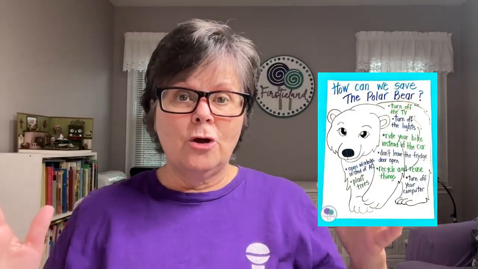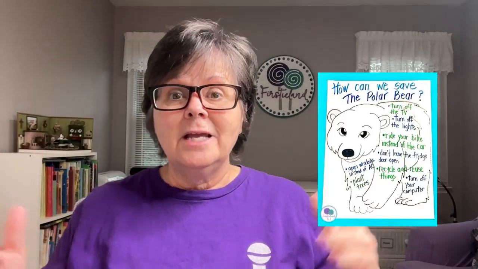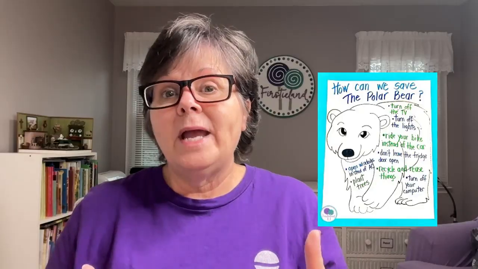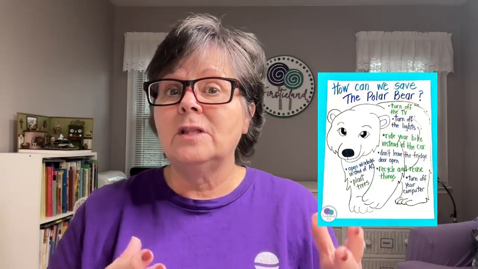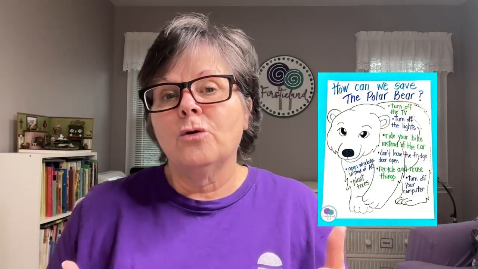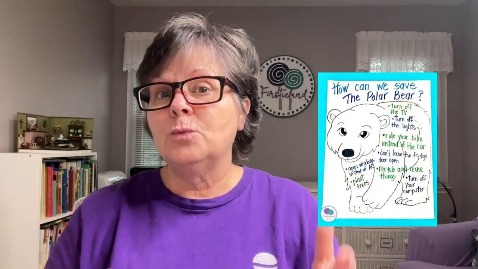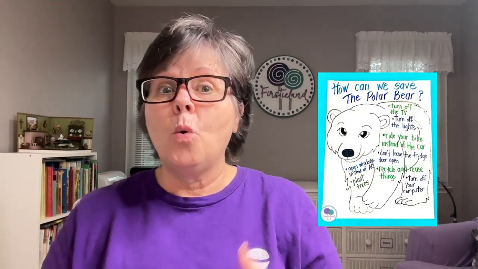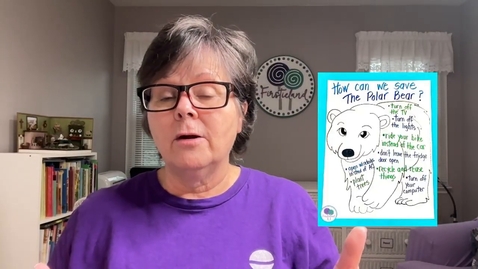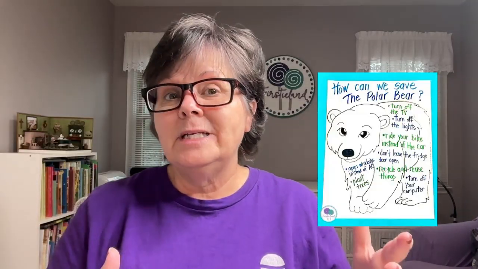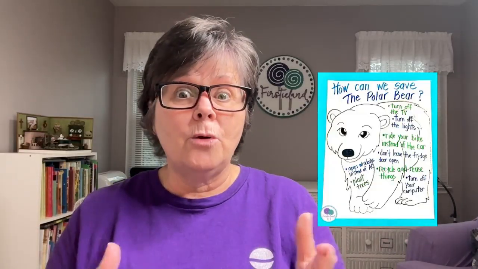So after we did the experiment, we made a big anchor chart called How Can We Save the Polar Bears? And then we brainstormed different ways that we can reduce our use of electricity, which is causing the earth to warm up. So we wrote stuff like turn off the TV and the lights when you leave the room, ride your bike or walk instead of driving a car, open the windows instead of using the air conditioner, plant trees, and just things like that. That's what we wrote on the anchor chart.